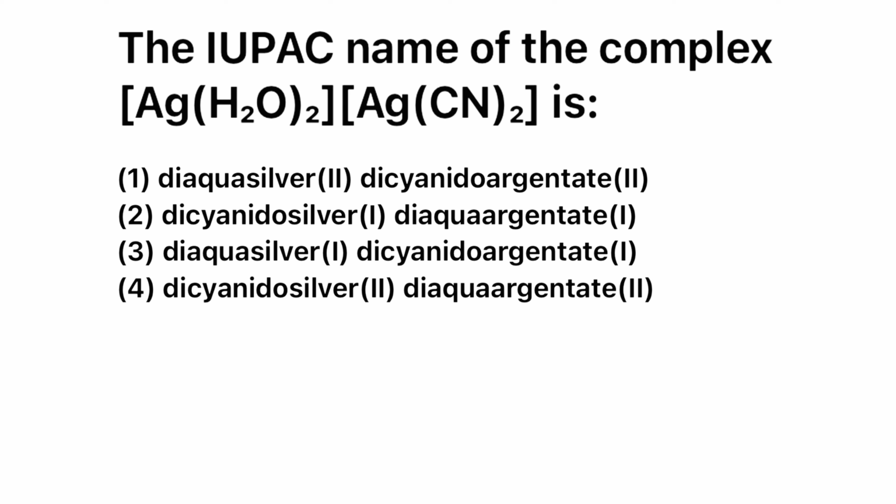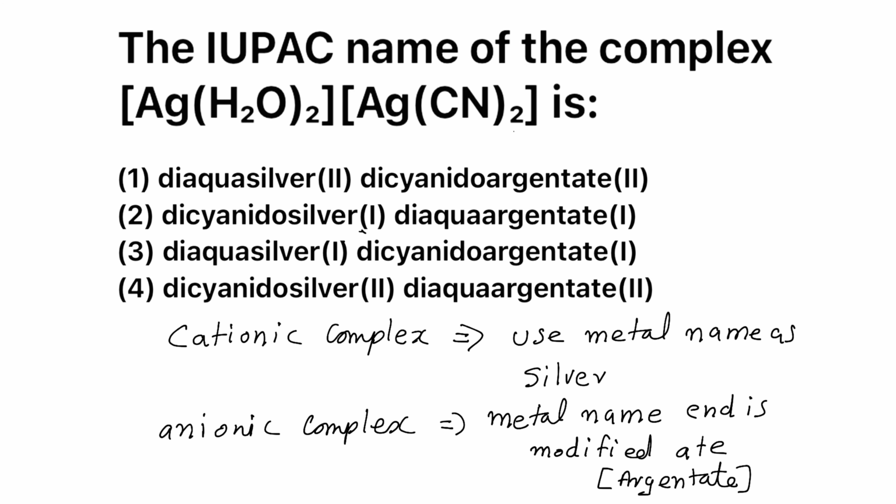Question number 2 from 2023 NEET paper. The IUPAC name of the complex. See, they have given the complex and we have to find the name. Here you can see the cationic part and anionic part are coordination entities, right? Okay. For solving this question in 20 seconds, you must know 2 tricks.